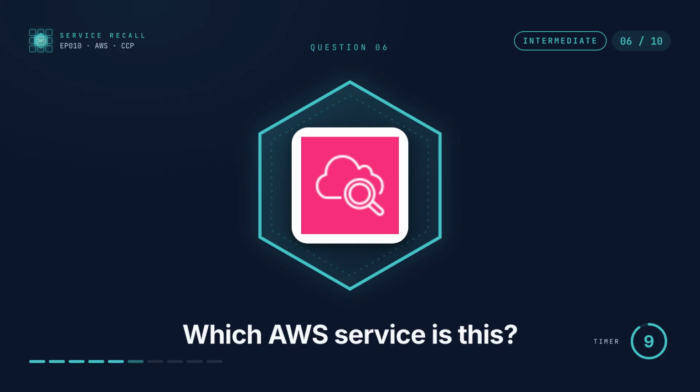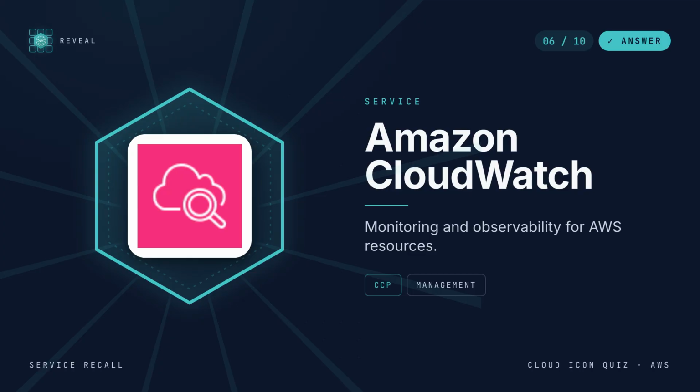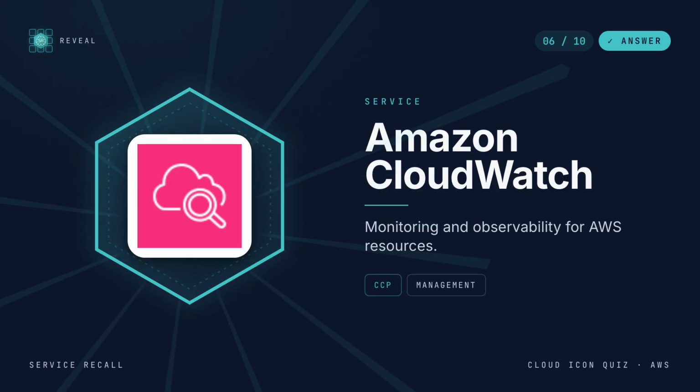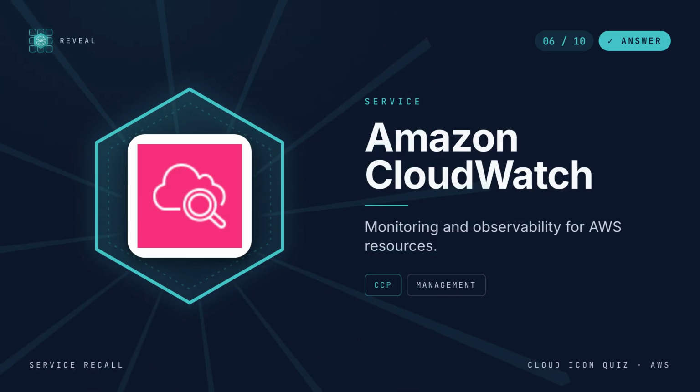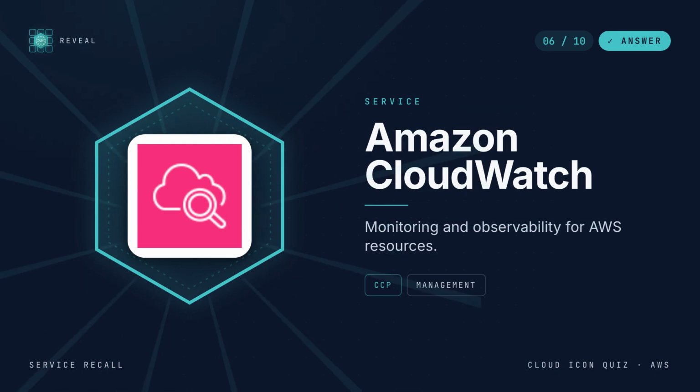Question 6. Which AWS service is this? Amazon CloudWatch, the monitoring and observability service for AWS. CloudWatch collects metrics, CPU, memory, network, stores logs from your applications, and triggers alarms when thresholds are breached. You can set an alarm to send an SNS notification when your EC2 CPU hits 90%.